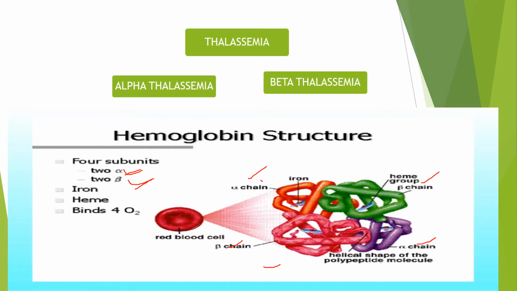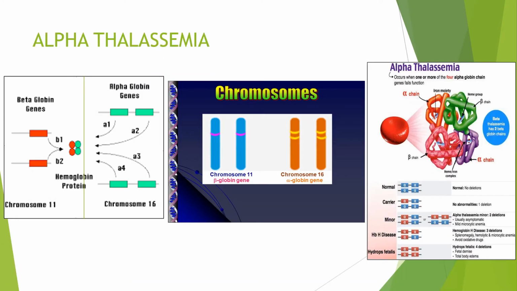Suppose there is a defect in the alpha chain of the hemoglobin molecule, we call the disease alpha thalassemia. And if there is a defect in the beta chain, we call it beta thalassemia. So thalassemia is of two types, alpha thalassemia and beta thalassemia. Let's deal with alpha thalassemia first. I told you already, the hemoglobin has two alpha chains and two beta chains.